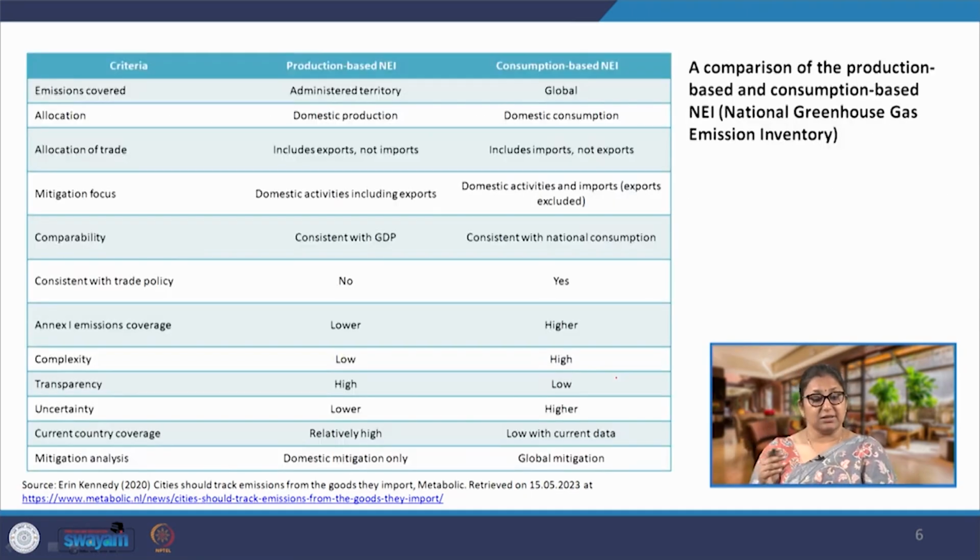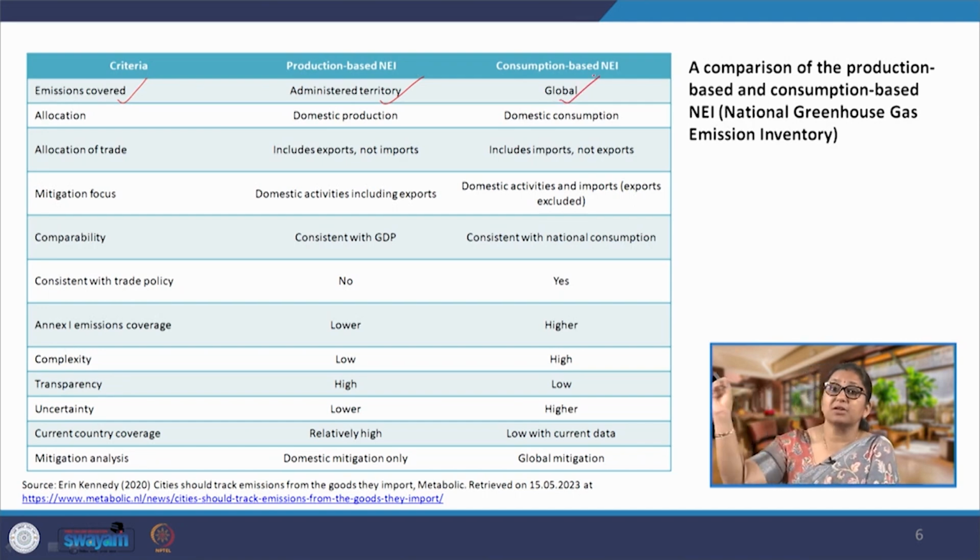If we look at the differences between production based emissions and the consumption based emissions, let us look at the criteria. If we look at the emissions covered, we are looking at the emissions which are only produced in the administered territory, that is when we are looking at production based, and here we are looking at the global emissions.